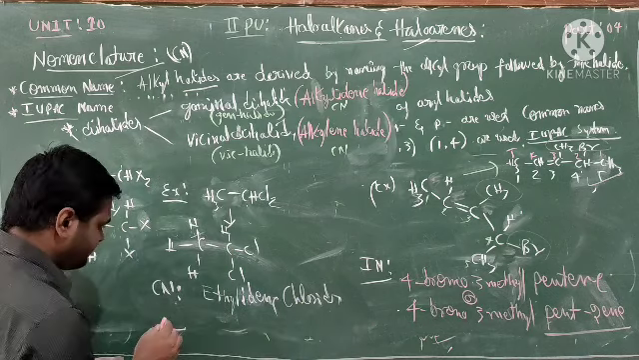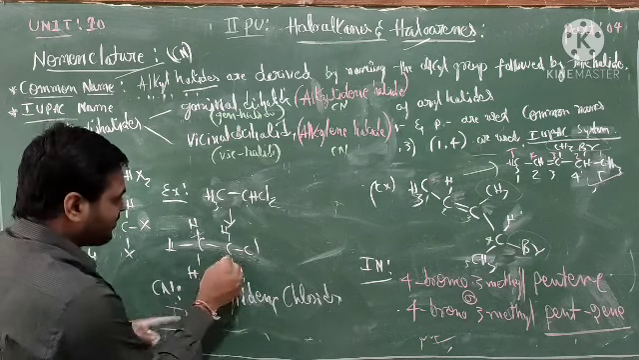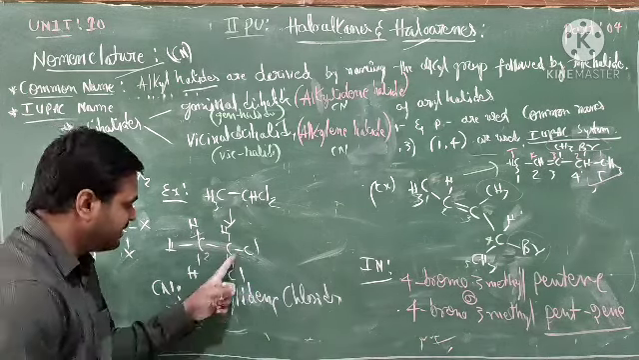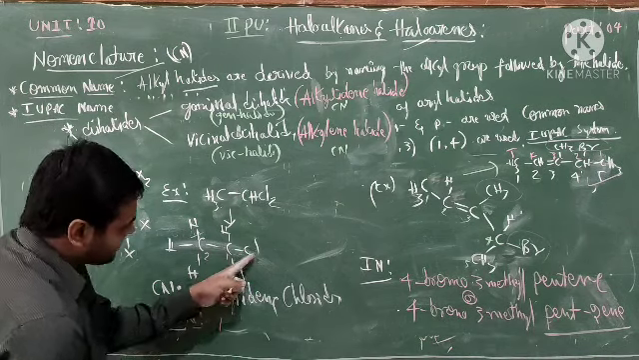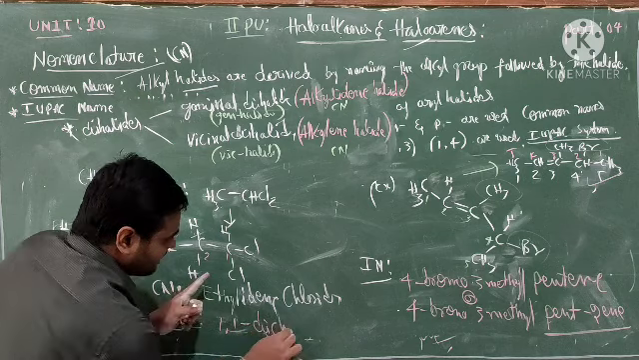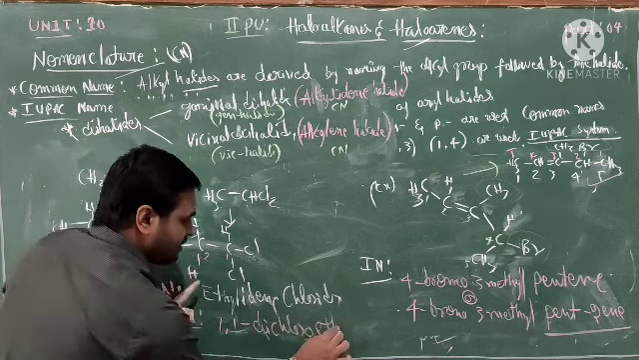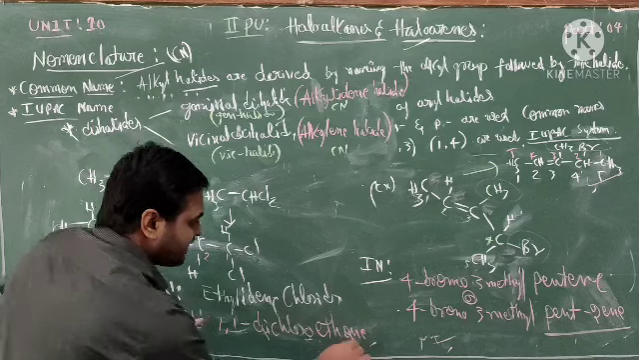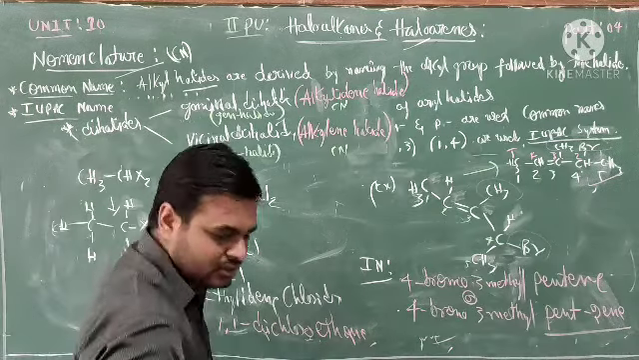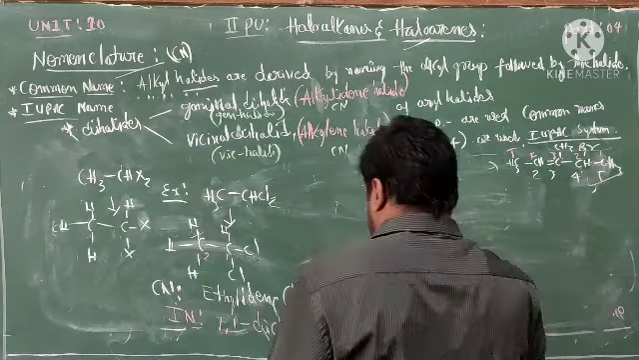What about the IUPAC name? The IUPAC name is numbering starting with 1, 2. 1 has two halogens. 1,1-dichloro. This is 2 carbon atoms, this is ethane. Clear?